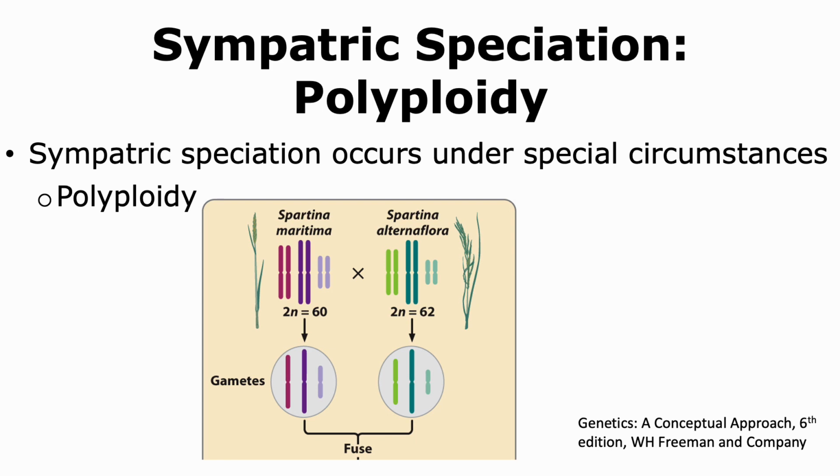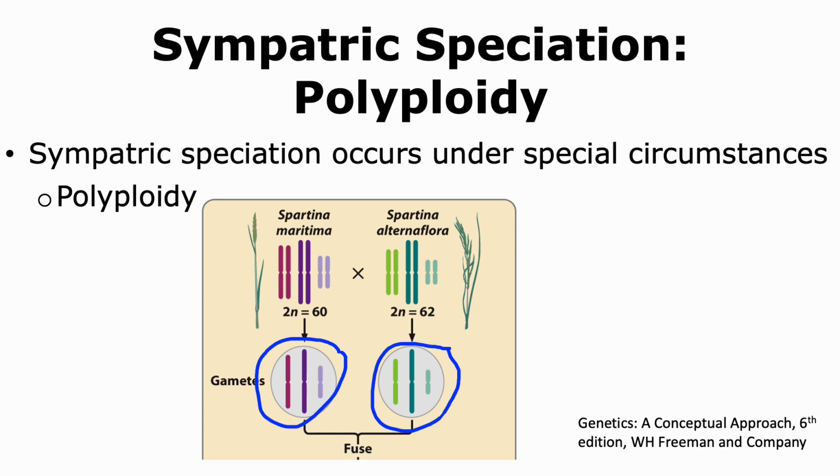Another way sympatric speciation can occur is through polyploidy. Polyploidy is normally seen more commonly in plants than in animals. Let us take the example of two species of plants wherein one has 60 chromosomes while the other one has 62 chromosomes. Both of these plants are diploid and hence they both have homologous sets of chromosomes. Both of these plants are able to form gametes, and let's imagine one forms the male gamete that now has 30 chromosomes, and the other forms the female gamete that has 31 chromosomes.